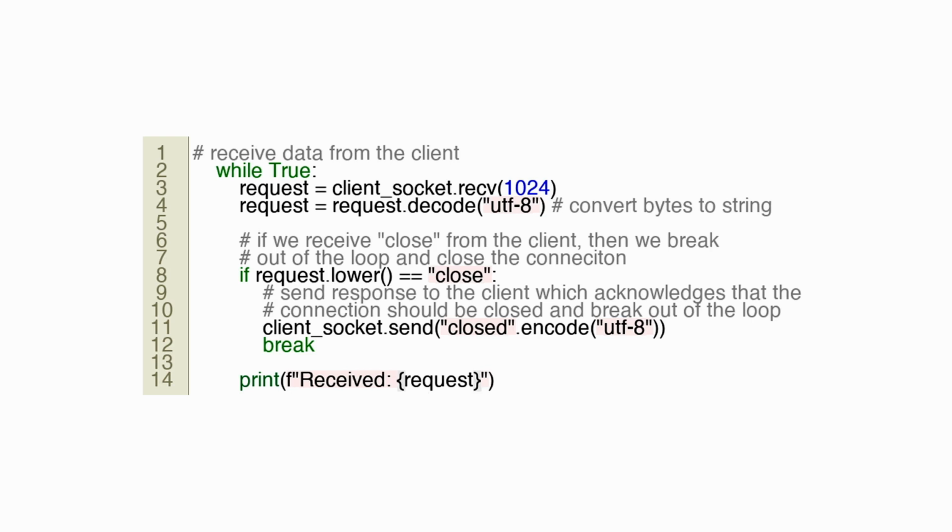The data received from the client is in binary form, and we use the decode function to transform it into a string. If the received message is the word close, the communication loop is terminated, and a confirmation is sent back to the client before ending the connection. Otherwise, we print the received message to the console. The confirmation, in this case, is simply a string of closed sent to the client. It's worth noting that we use the lower method on the received message in the if statement to ensure it can handle both uppercase and lowercase characters.